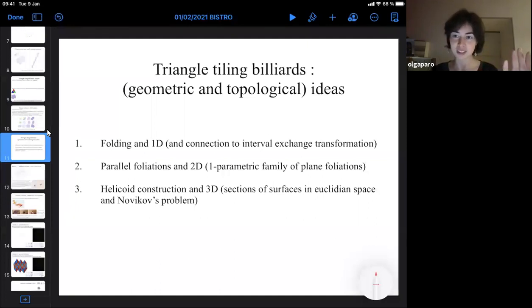So it connects tiling billiards in some classes of tilings, and we will see, I hope, that it's much more general than only triangle tilings. It connects with interval exchange transformations with flips, changing orientation. So with one-dimensional dynamics. The second idea is to extend the folding idea in order to find the foliations of the plane, which correspond to the dynamics, such that their leaves will be tiling billiard trajectories. And the third idea is a connection of tiling billiards with topology in three-dimensional space. The tiling billiard trajectories will appear as plane sections of surfaces in Euclidean space, and the surfaces will have three periodicity. So how do all of these three ideas go?